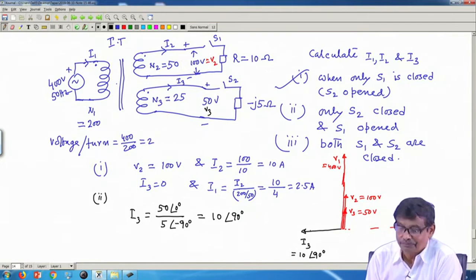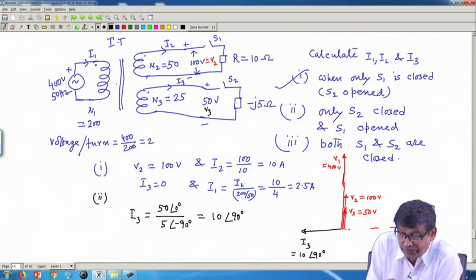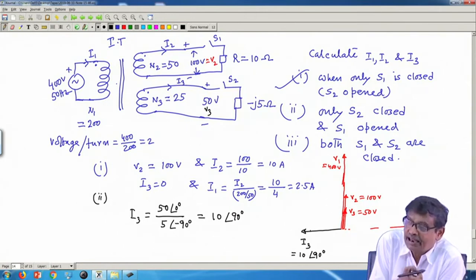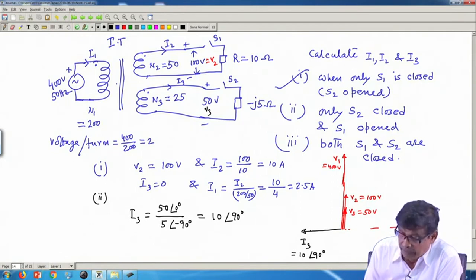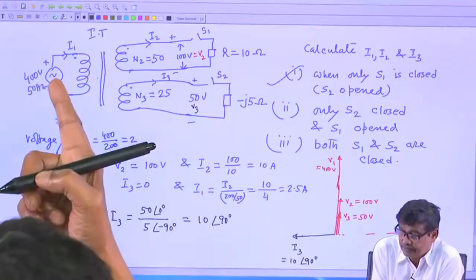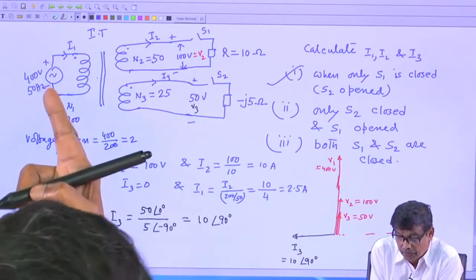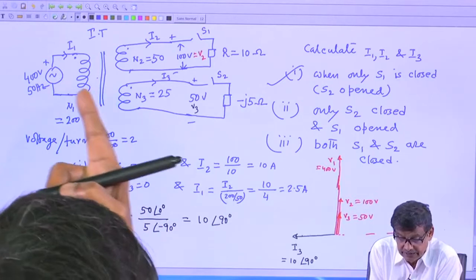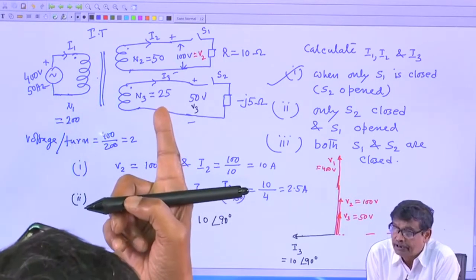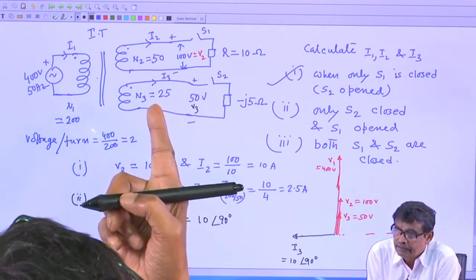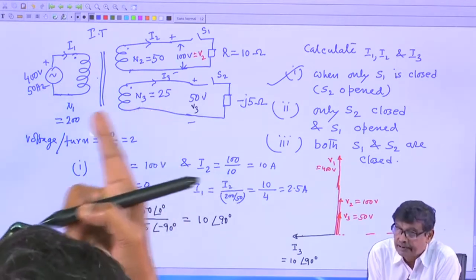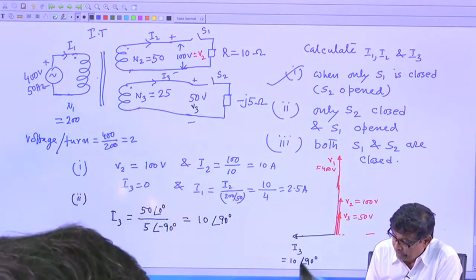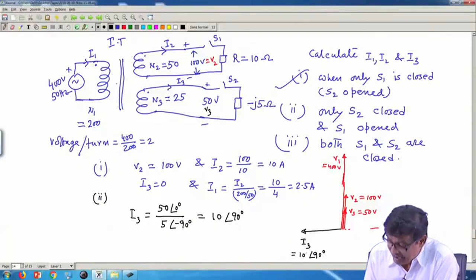I 3 will be there. The moment I 3 flows, there will be I 3 dashed, and that will be equal to your I 1. And this is LV side, this is HV side. So, current will be less. What is the ratio of turns? Here 200 by 25 means 8. So, it will be reduced by a factor of 8.